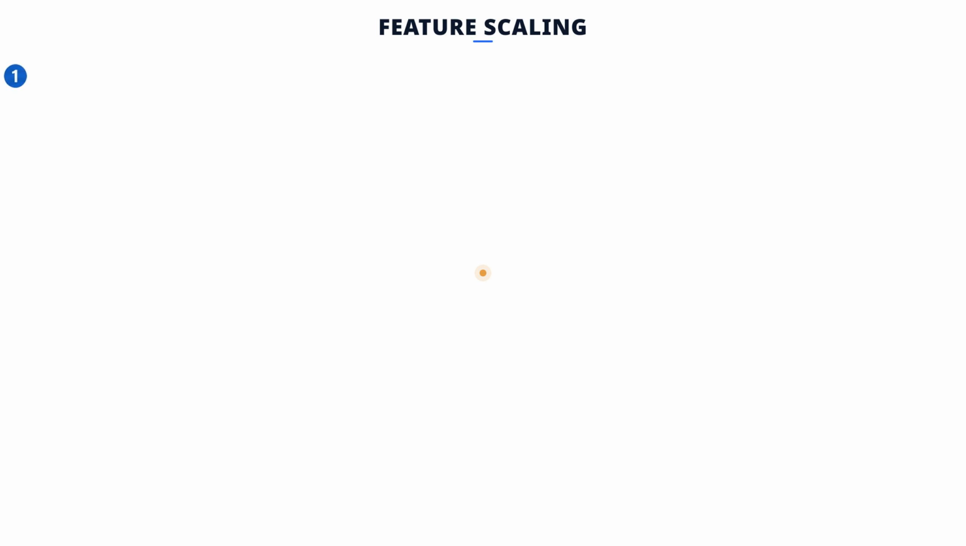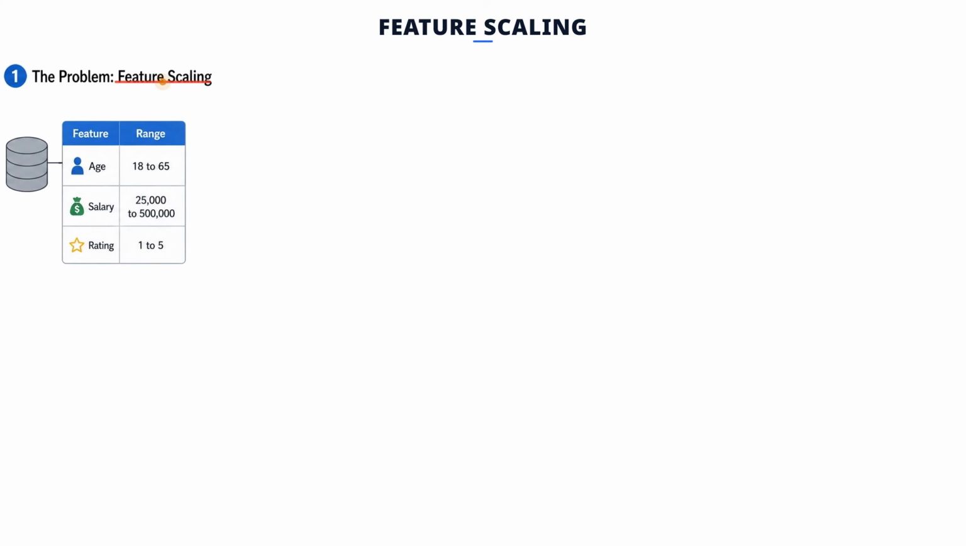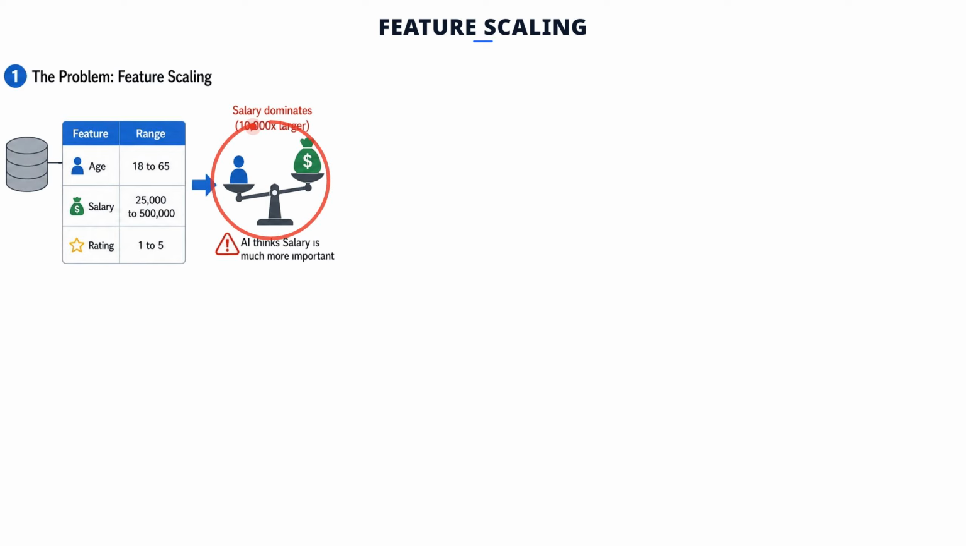Now, after handling those extreme values, we hit the fifth and arguably most critical problem for AI, feature scaling. This happens when your different columns have wildly different ranges of numbers. Take a look at this dataset here. We can compare the age column, which ranges from 18 to 65, to the salary column, which ranges from 25,000 to 5 lakhs. Because the salary numbers are so much larger, an AI model will mistakenly think salary is 10,000 times more important than age just because the raw numbers are bigger. We need to bring everything to a similar scale so the model treats them fairly.